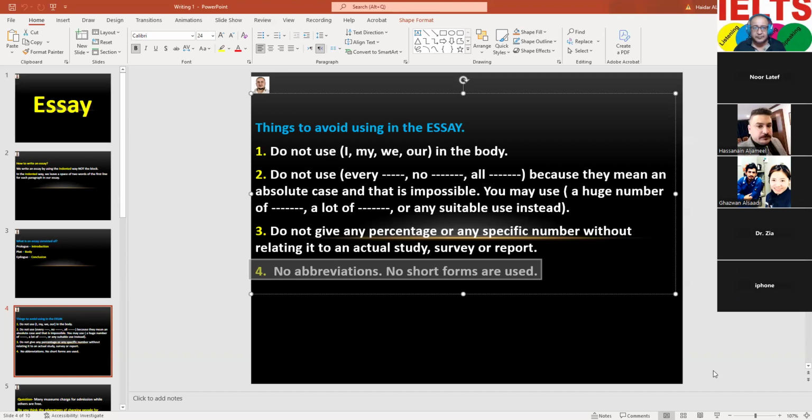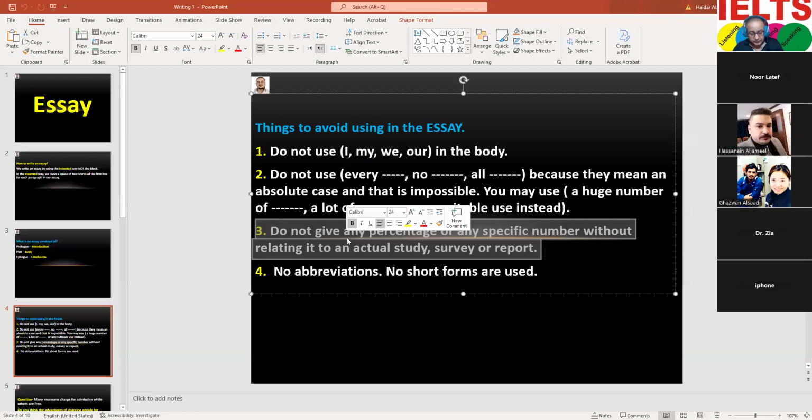That is the overall pattern. I could not understand your question. There is a problem with your internet connection, Mr. Ghazwan. Can you say it again? I mean about number 4 and number 3. You said you cannot mention any specific details, number or percentage.